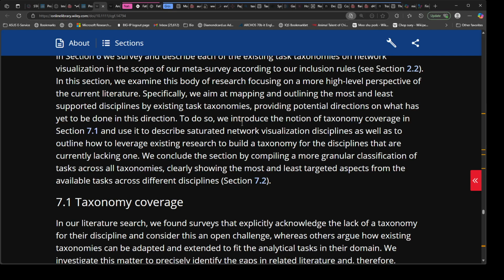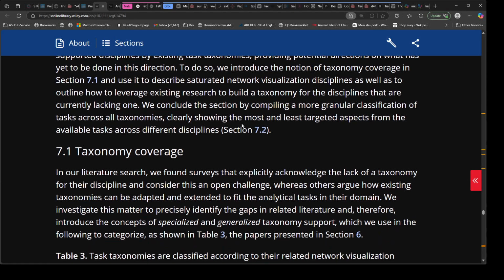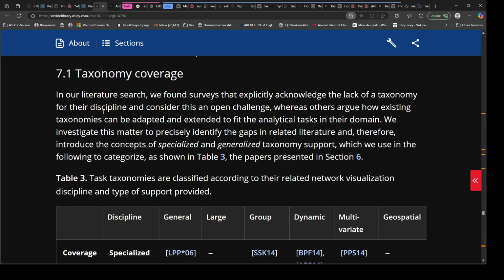To do so, we introduce the notion of taxonomy coverage in Section 7.1 and use it to describe saturated network visualization disciplines as well as to outline how to leverage existing research to build a taxonomy for the disciplines that are currently lacking one. We conclude the section by compiling a more granular classification of tasks across all taxonomies, clearly showing the most and least targeted aspects from the available tasks across different disciplines. Section 7.2. 7.1 Taxonomy coverage.